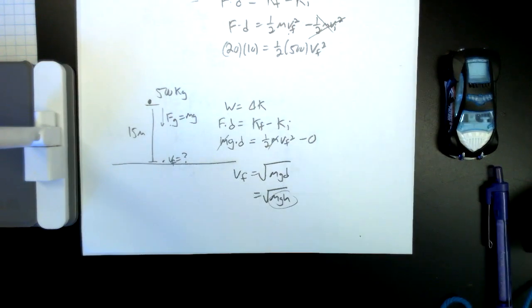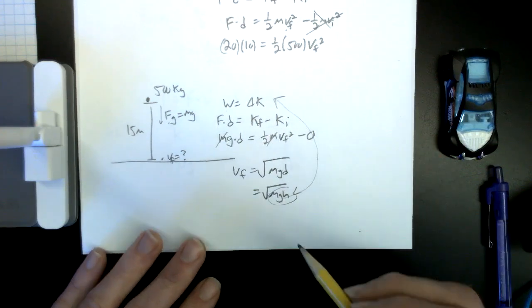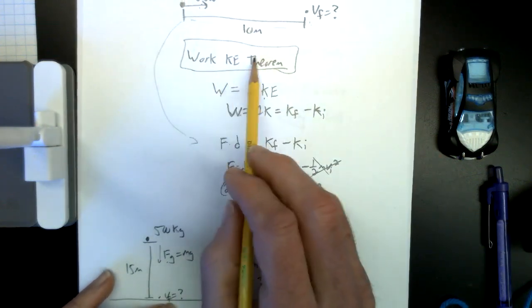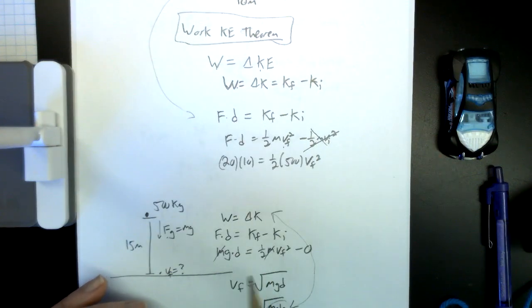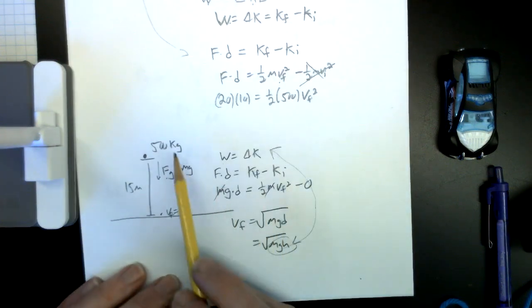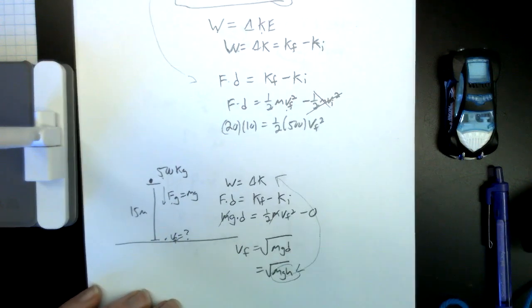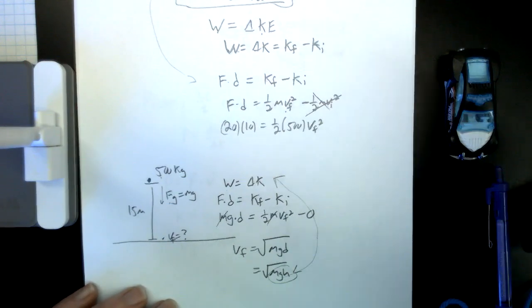Now this is a little bit of a clue into thinking about conservation of energy, which is really kind of what this work-kinetic energy theorem is about. Not quite ready to talk about conservation of energy yet, but we'll get there soon. And it's really just equating a potential energy here to a kinetic energy here. One last thing I wanted to share here, actually two things.